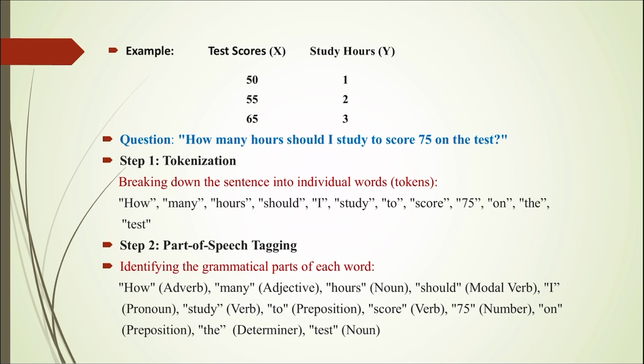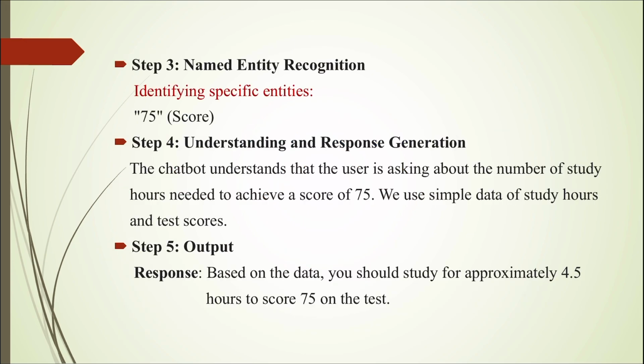The first step is the tokenization. This whole sentence is broken into individual words like how many hours should I study to score 75 on the test. That's the first step of tokenization. Now the second step is part of speech tagging, where each individual word is grammatically identified. That is, what is verb, what is adjective, what is noun, what is the modal verb, what is the preposition, etc.